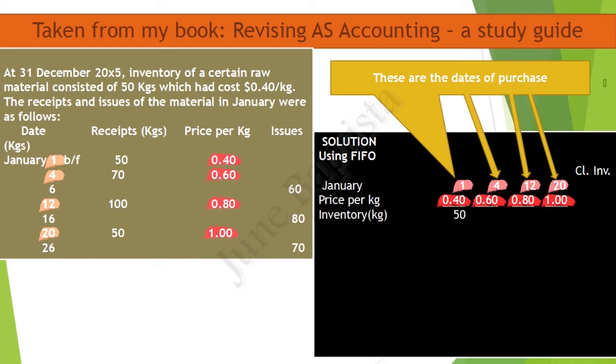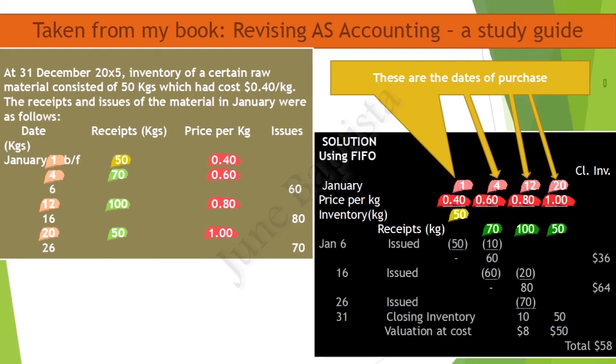In the third row, we have the opening inventory of 50 kgs. In the fourth row, we've got receipts. On the 4th, 70 kgs were bought. On the 12th, 100 kgs were bought. And on the 20th, 50 kgs were bought. Let us now look at the calculations. On the 6th of January, 60 kgs were issued.